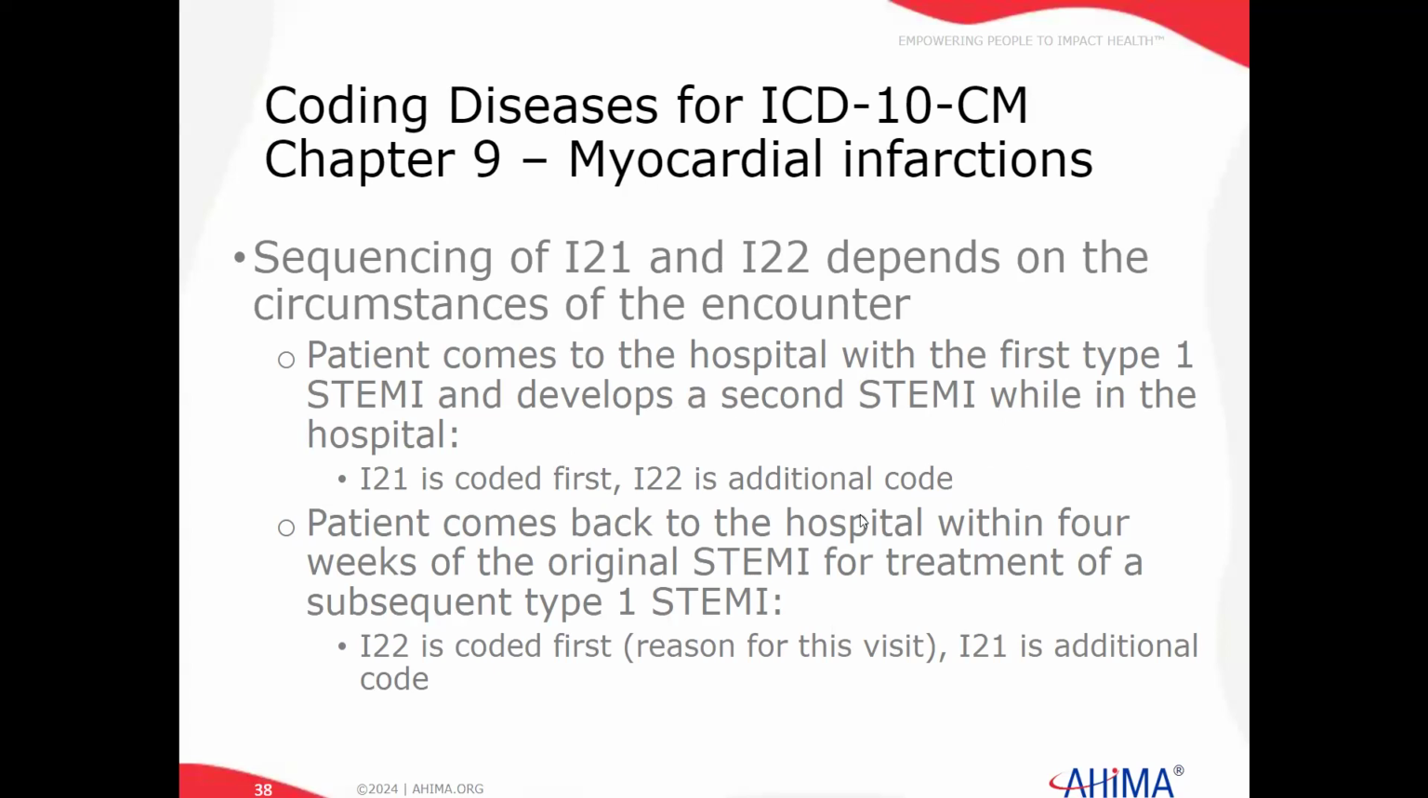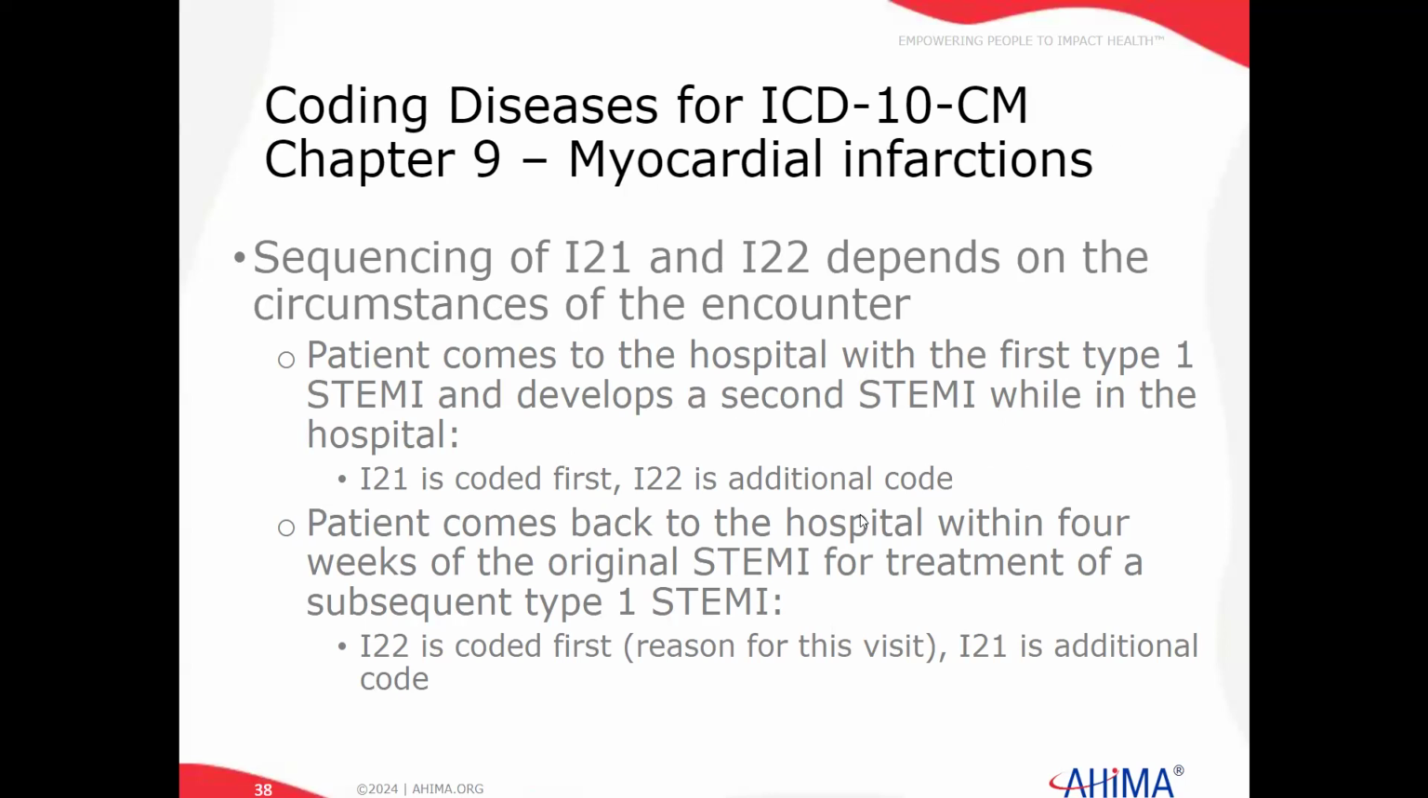And again, talking about the sequencing, a patient comes to the hospital with the first type 1 STEMI, develops a second STEMI while they're in the hospital, which happens more often than we would think. The principal diagnosis would be an I-21 code. The I-22 code would follow because they had that within the 4 weeks, within the 28 days of the initial one.